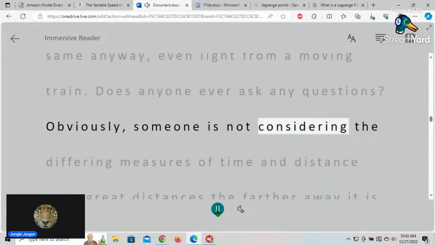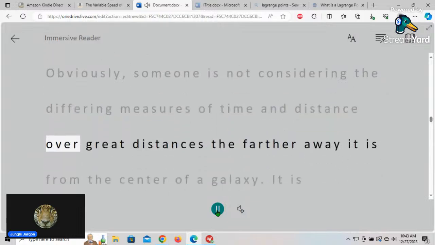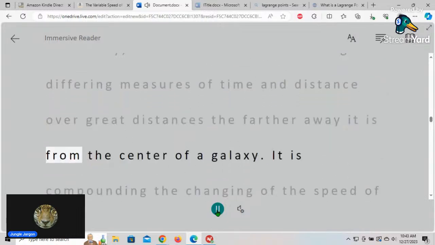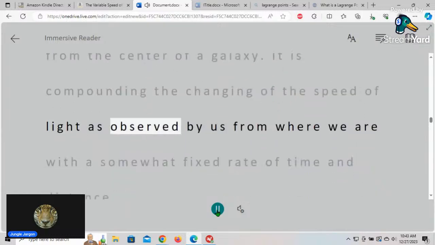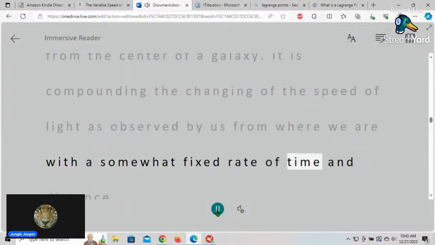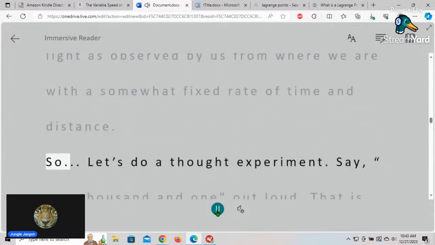Obviously, someone is not considering the differing measures of time and distance over great distances the farther away it is from the center of a galaxy. It is compounding the changing of the speed of light as observed by us from where we are with a somewhat fixed rate of time and distance. So, let's do a thought experiment.